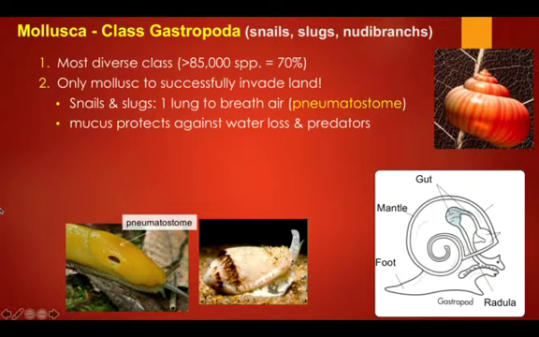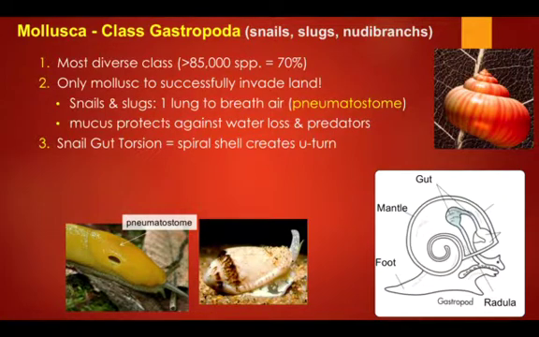If you've ever played with a slug, maybe I'm just a weirdo, I've played with a lot of slugs, you would notice that they are quite slimy. That is a mucus covering. That mucus protects against water loss, and it can be very foul tasting, so it can also protect them against predators.